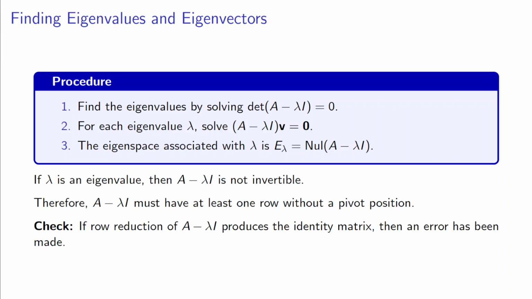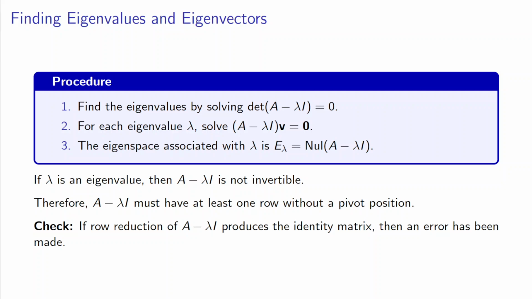And just a quick note and reminder here, if lambda is an eigenvalue, then A minus lambda I is not invertible, since the determinant of A minus lambda I is 0. Therefore, A minus lambda I must have at least one row without a pivot position. So a quick check, if you row reduce A minus lambda I and you get the identity matrix, then you've made an error. That error could be in your steps for finding lambda, right? That's probably the most likely, that you've just made a mistake finding lambda.